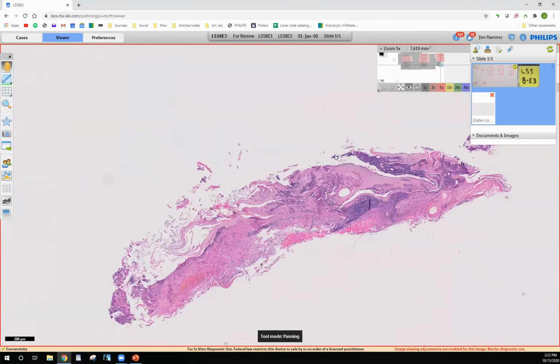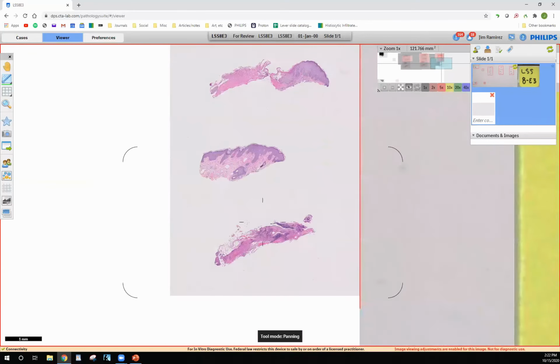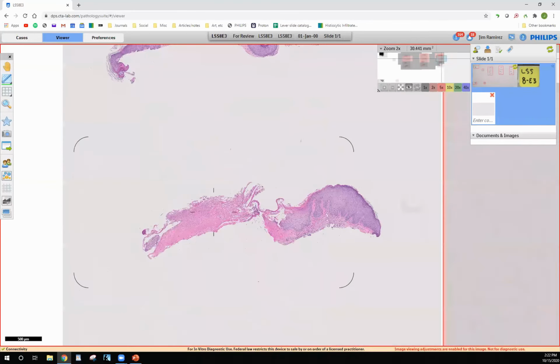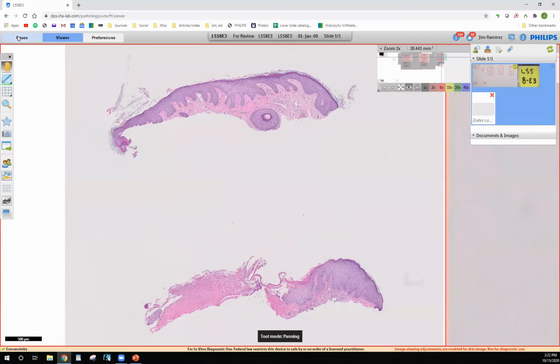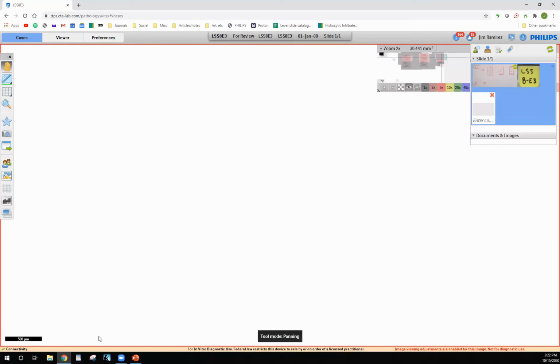Here we have some hemorrhagic scale crust, or basically a scab that goes with the ulceration over here. All right, so we'll move on to our next case.